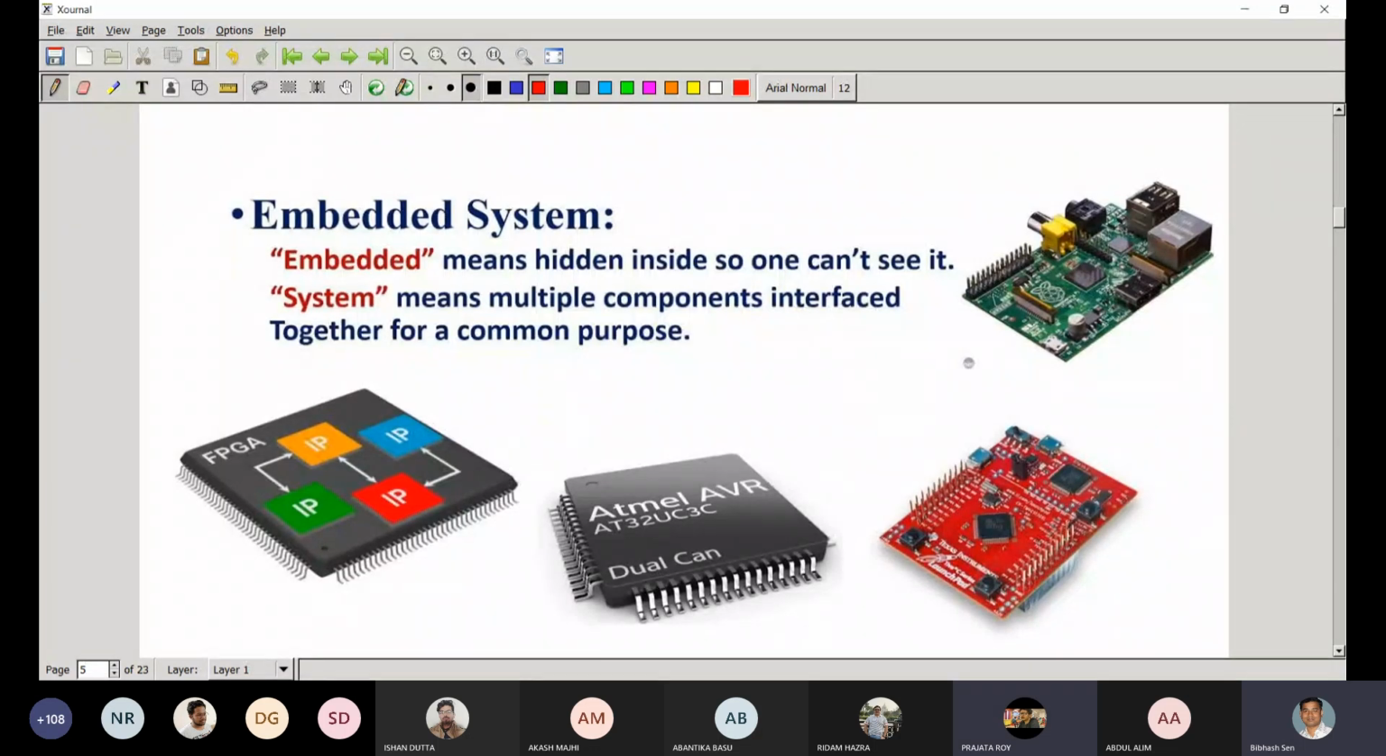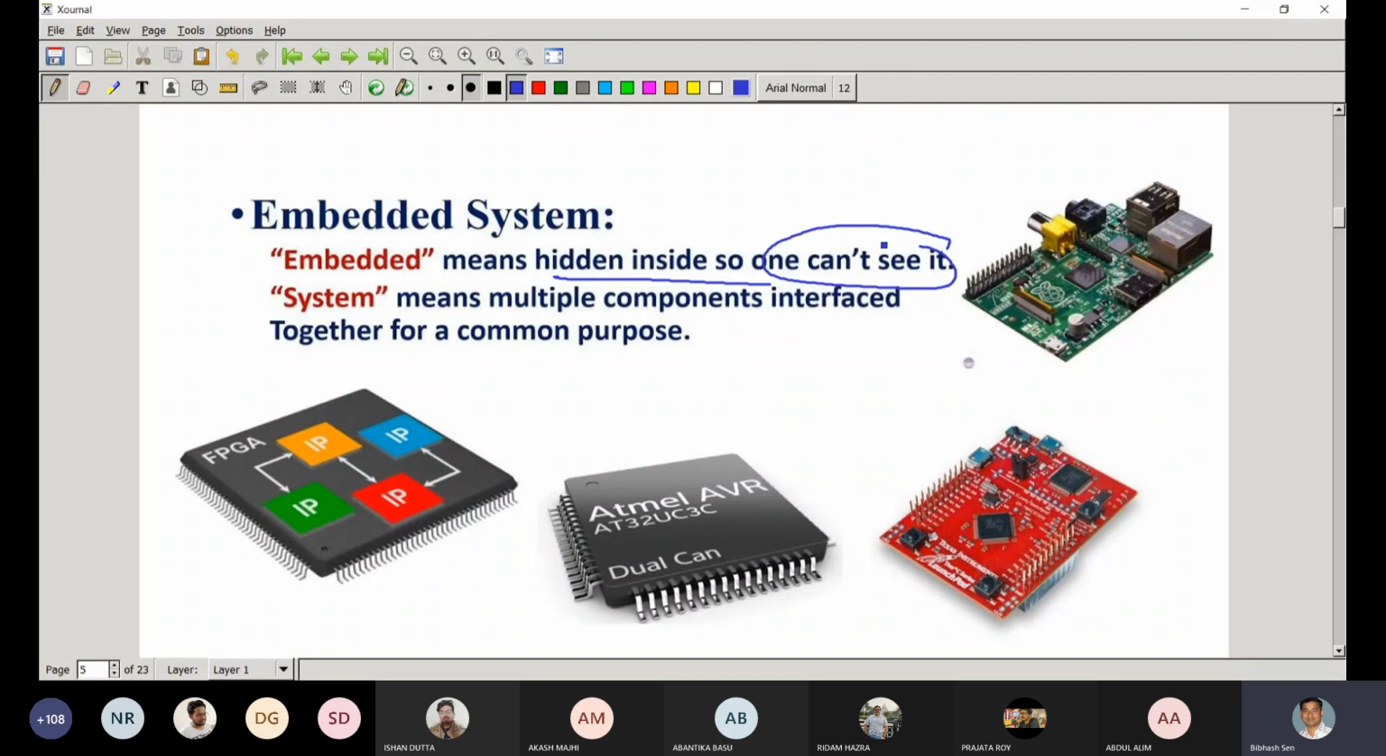Now, what is actually an embedded system? Here, embedded means hidden inside, so one can't see it. That is very important. That's why we mention embedded here. Sometimes in a car, the lock system is already embedded, but you can't see it in the chip. In the motherboard of the circuit system, it is electrically embedded.